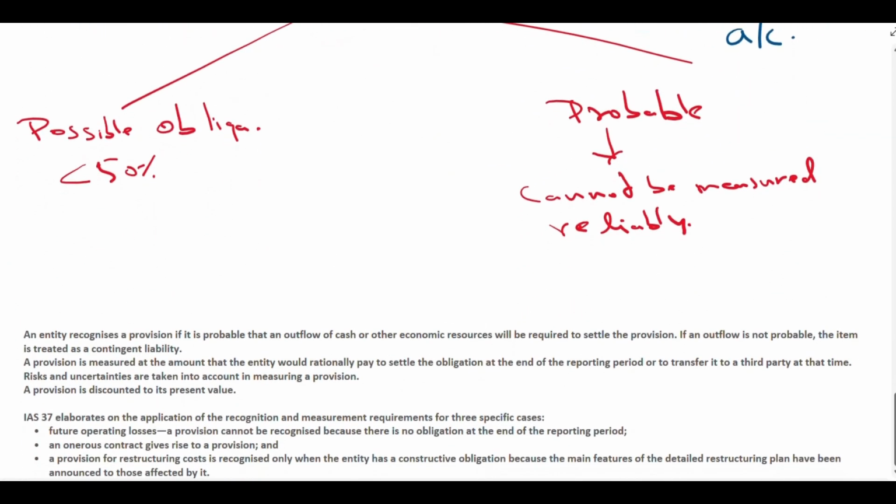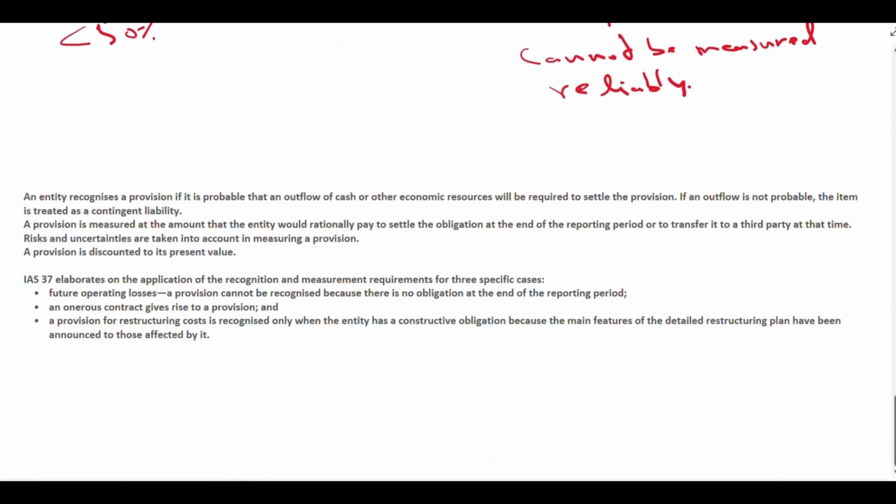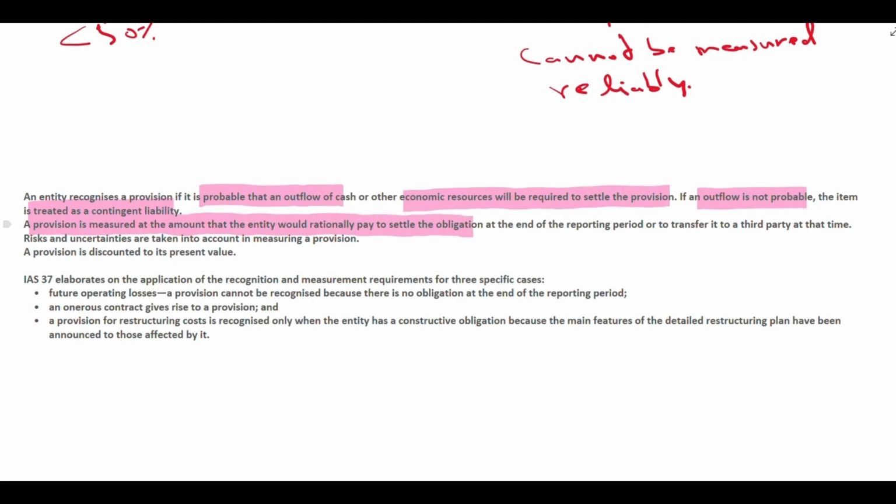So let's see if we have missed out on any points here. An entity recognizes a provision if it is probable that an outflow of economic resources will be required to settle it. We know this. If an outflow is not probable, the item is treated as contingent. A provision is measured at the amount that the entity would rationally pay to settle the obligation at the end of the reporting period.